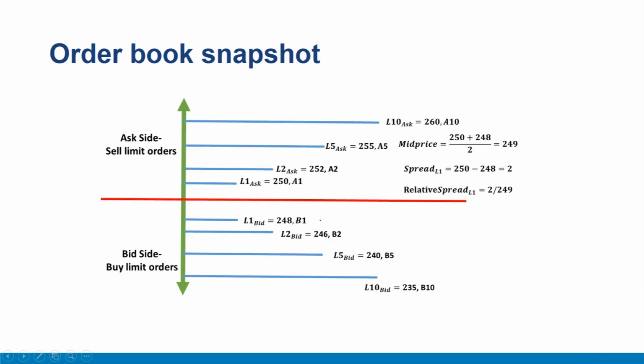As we discussed, a very important dimension of liquidity is the spread, which is the difference between the best bid and ask prices. However, across stocks of different sizes, this absolute spread may not be comparable, and therefore it is scaled by dividing it by the mid price. In this case, the mid price is 249 rupees. If we divide this 2 rupees by the 249, we get something called the relative spread or ratio spread, which is 2/249. It is a very important measure of liquidity because it is properly scaled, and therefore it can be compared across different stocks as well.